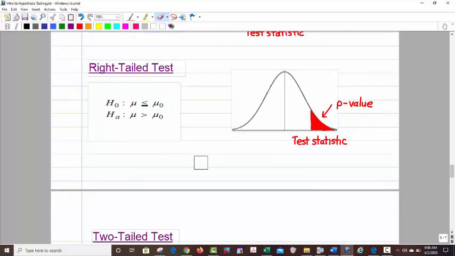Now the next one, when the H0 is less than or equal to and the Ha is greater than, is defined as a right-tailed test. The test statistic should likely be on the positive side for a right-tailed test, and then the p-value will be the area greater than the test statistic, to the right.